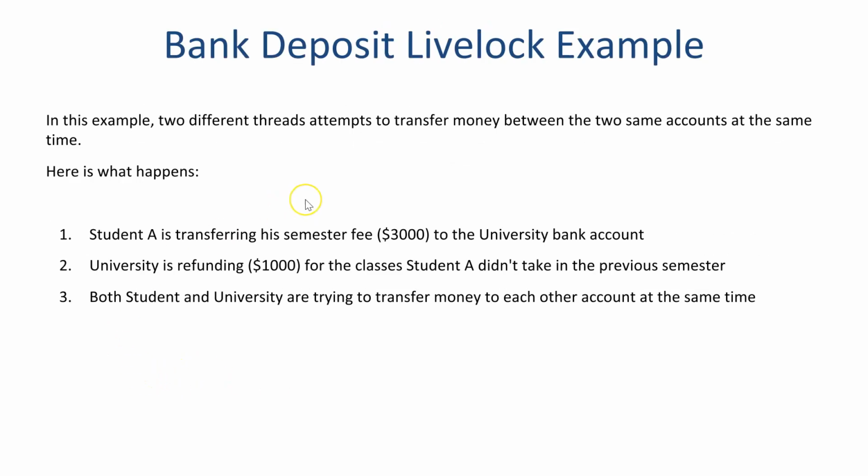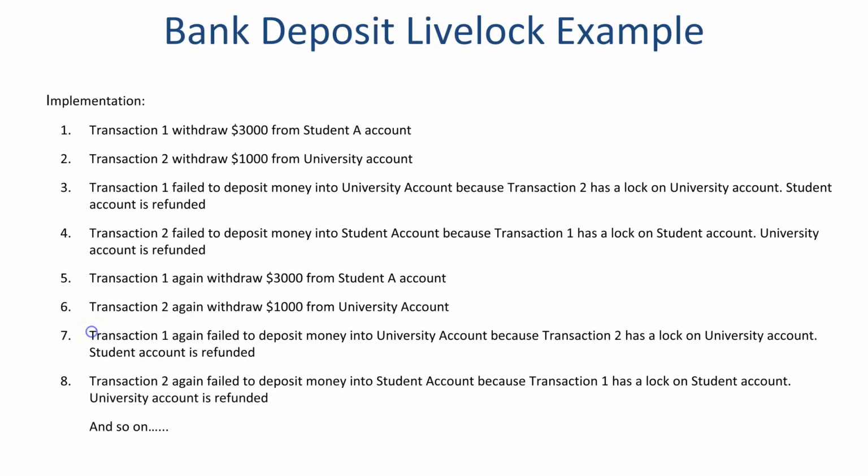Now, in terms of bank deposit, what would a livelock example look like. In this example, there are two threads attempting to transfer money between the two same accounts at the same time. Student A is transferring his semester fee to the university bank account. University is refunding $1,000 for the classes student A didn't take in the previous semester. And both the student and university are trying to transfer money to each other account at the same time. So this is the problem statement, and the difference we'll be looking into in the implementation, which is next.